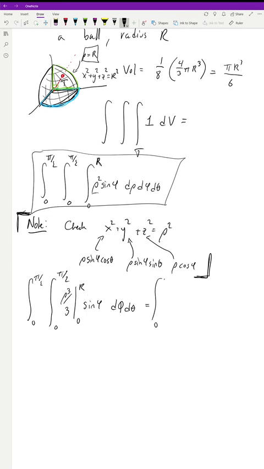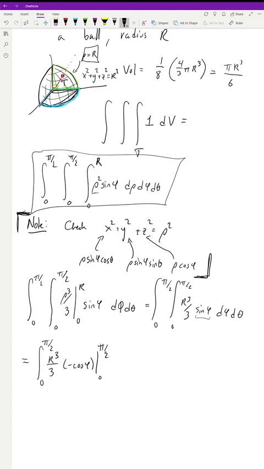So this just gives me the integral from 0 to pi over 2, 0 to pi over 2, of r cubed over 3 sine phi d phi d theta. Okay. Next step is the phi integral. Our phi integral goes from 0 up to pi over 2. There's a phi inside of our integrand, so we have to evaluate that. So this is going to be 0 to pi over 2, our bounds for d theta. The antiderivative of sine phi is negative cosine phi from 0 up to pi over 2, d theta.